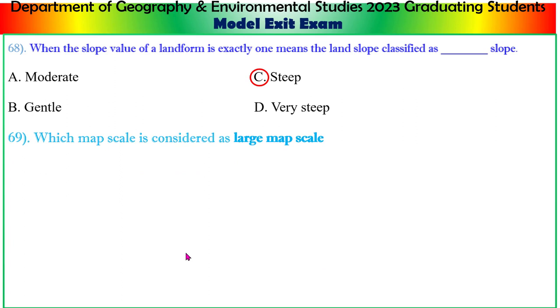Which map scale is considered as large scale? As you know, scale of the map is classified into small scale, medium scale, and large scale. And scale is represented in three ways: there is scale statement, graphic scale, and there is also ratio.